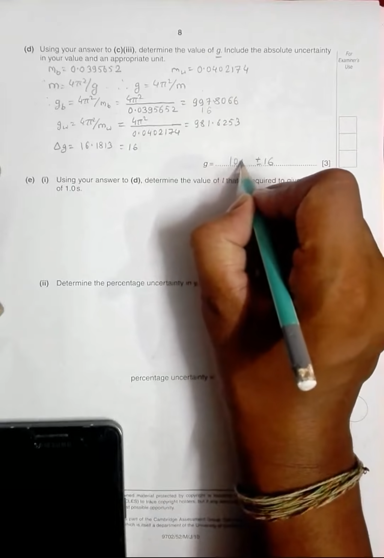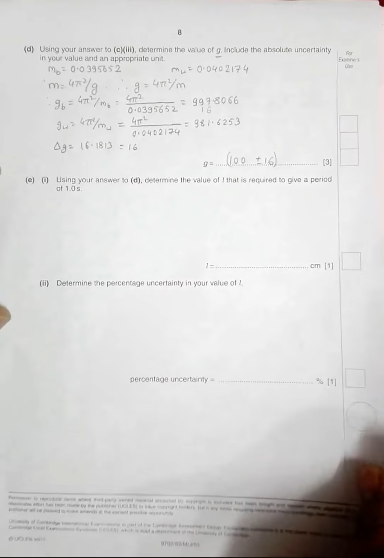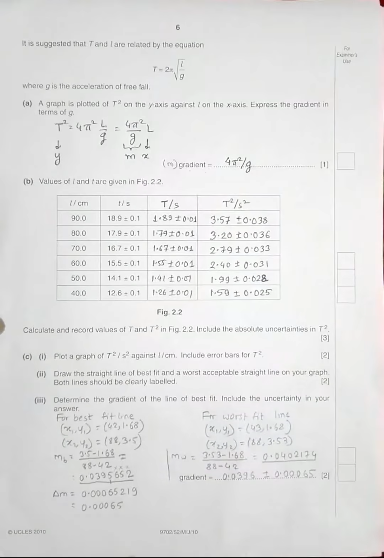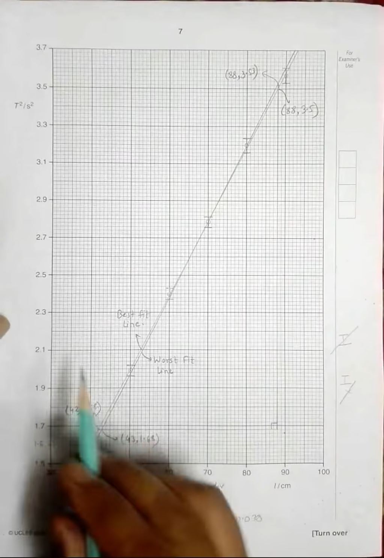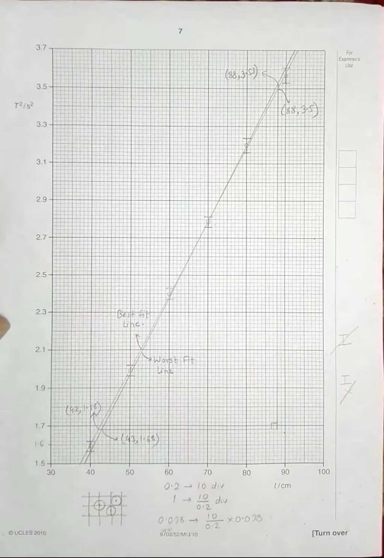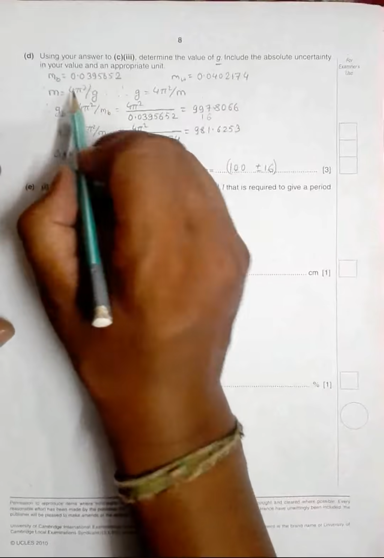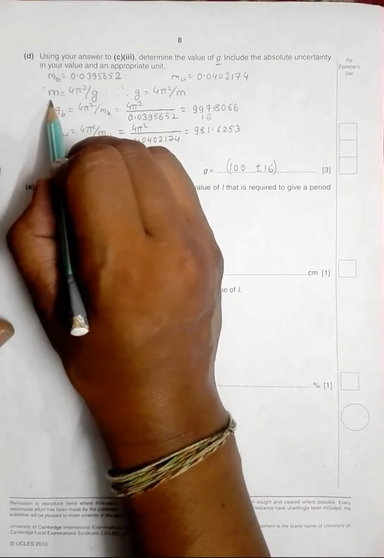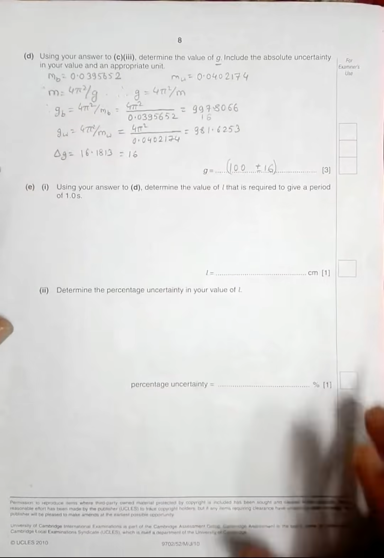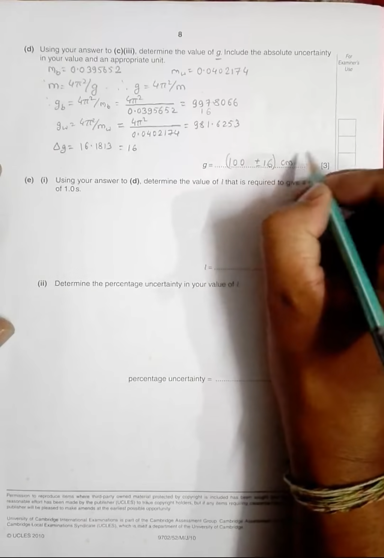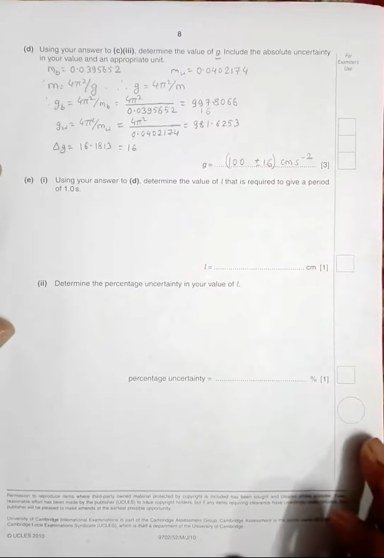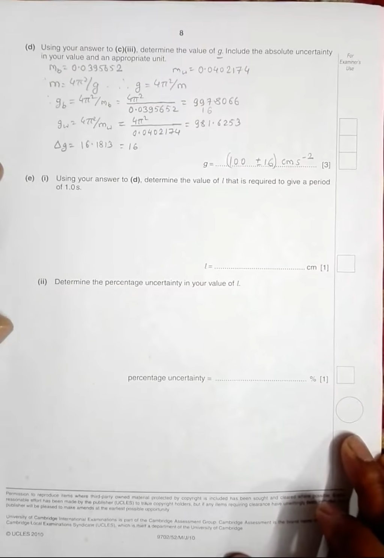So 100 plus minus 16, and the unit should be, let's go from here, the unit of the gradient. If I go through the graph, the unit of the gradient is second squared by centimeter. So g should have a unit which is reciprocal to that of the gradient, that should be cm per second square. So this is the value of g after using the uncertainty as well as rounding to appropriate significant digits.